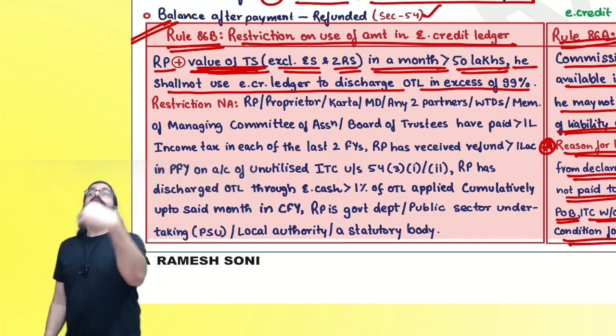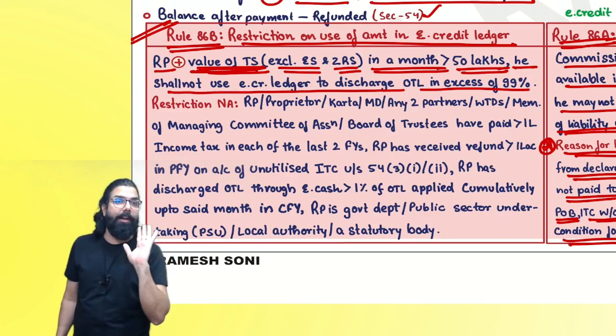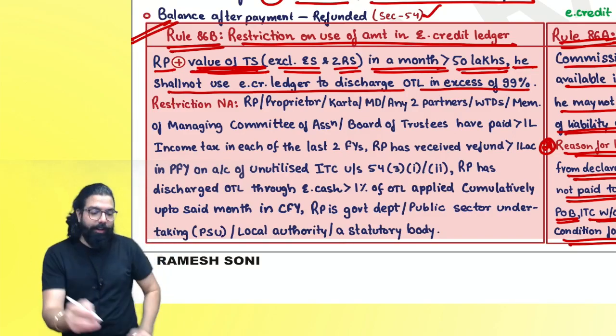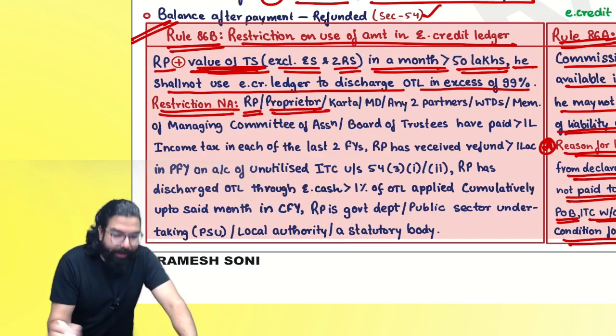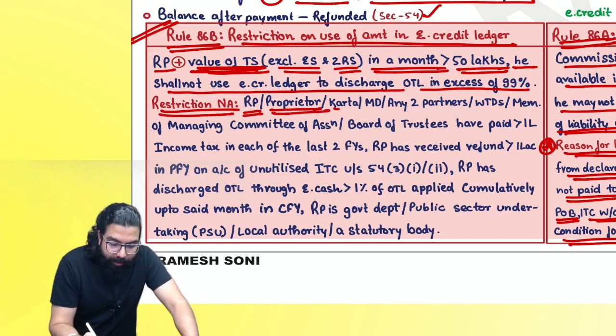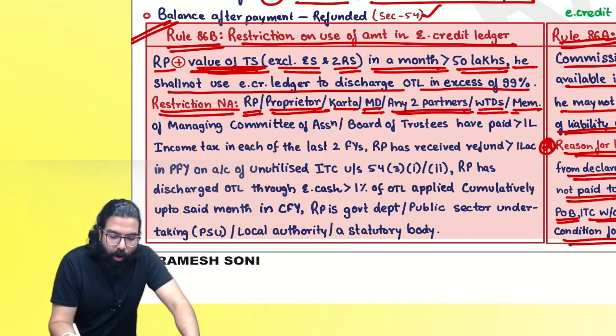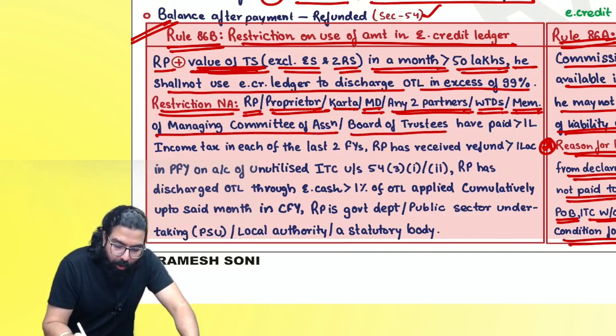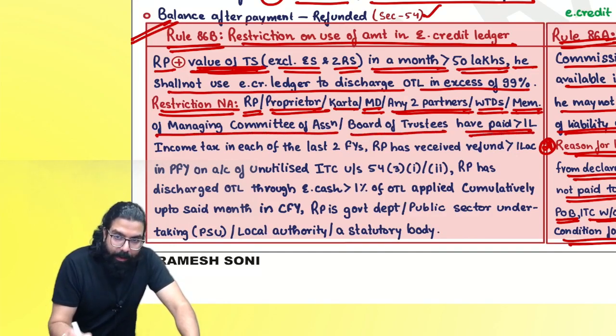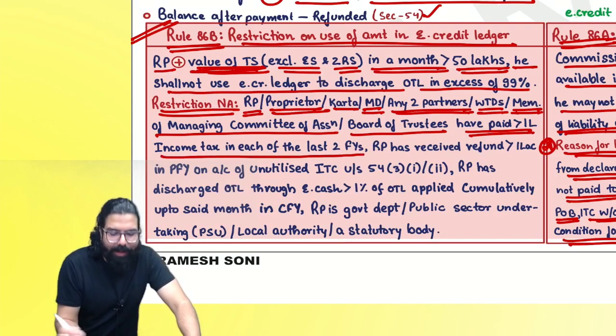We will go ahead and tell you, you can pay 100% through your credit ledger. Are we clear? So this restriction is not applicable if you are a registered person, or you are a proprietor, or you are a karta or managing director, or any two partners, whole-time director or member of managing committee of association or board of trustee who have paid more than 1 lakh income tax in the last 2 financial years.